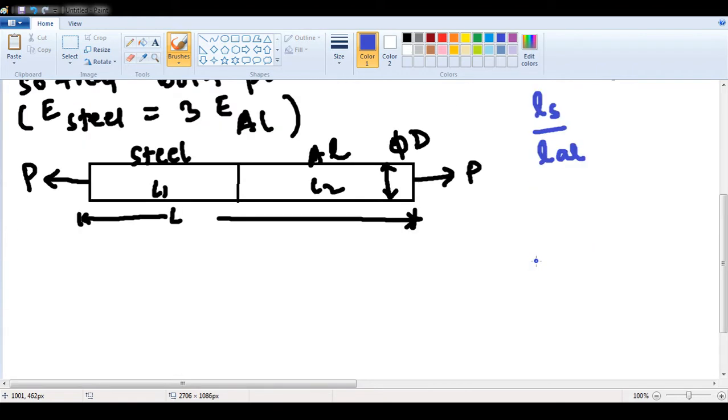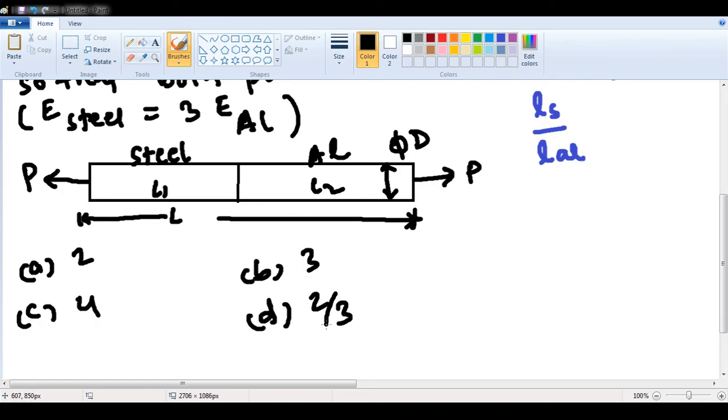And options are given as, I'll write the options as well. Options are given as 2, 3, 4, 2 by 3. So this is what is given.